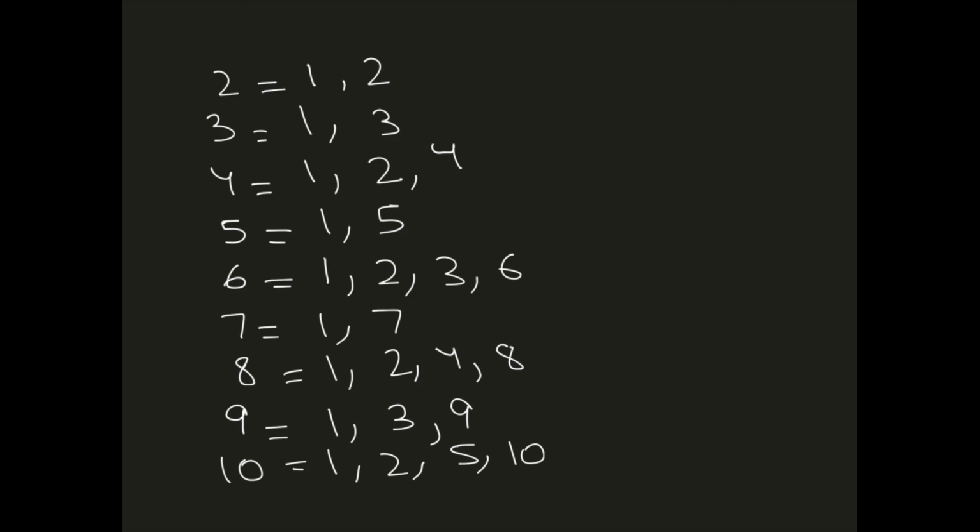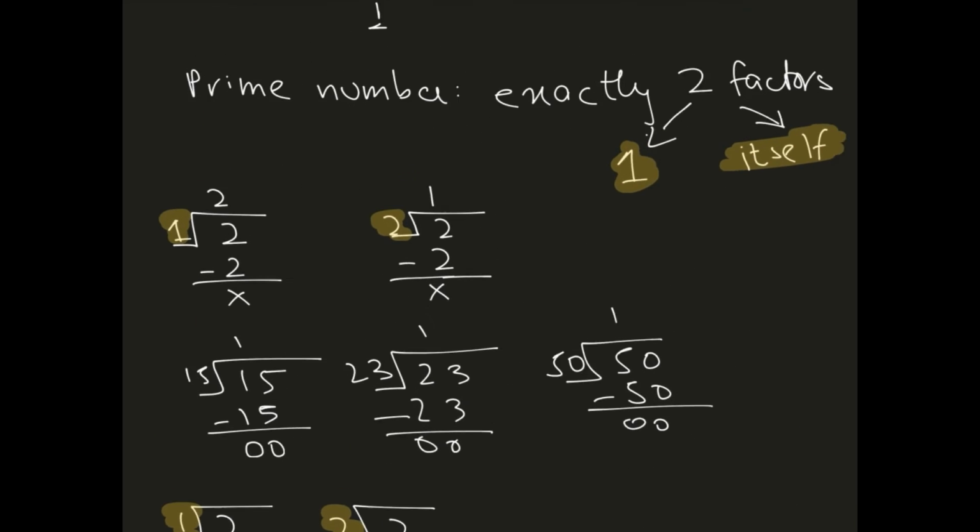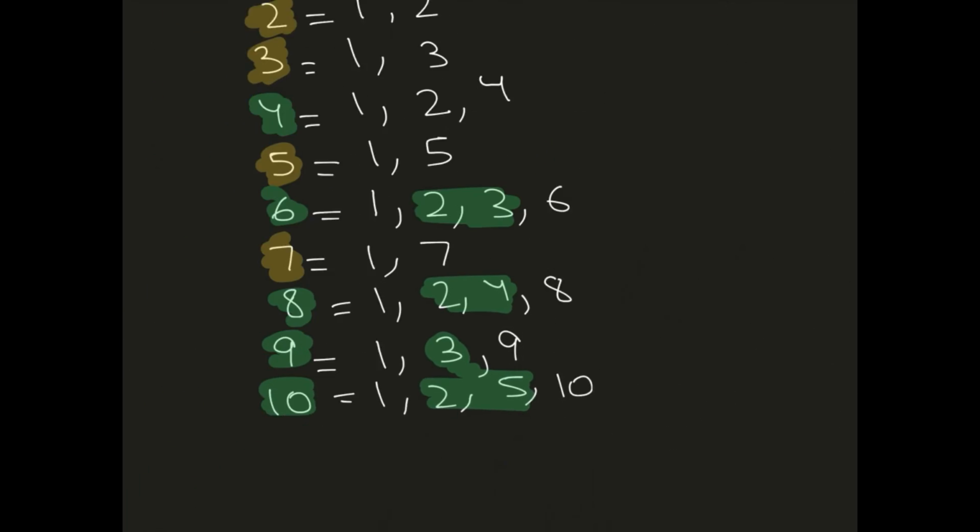So in these numbers, 2 is a prime number, 3 is a prime number because its factors are 1 and itself, 5 is a prime number, 7 is a prime number. The rest are all composite numbers because 4 has an additional factor of 2, 6 has additional factors of 2 and 3, 8 has additional factors of 2 and 4, 9 has an additional factor of 3, and 10 has additional factors of 2 and 5. So the green ones are composite numbers while the yellow ones are the prime numbers because they only have the factors 1 and itself, right?